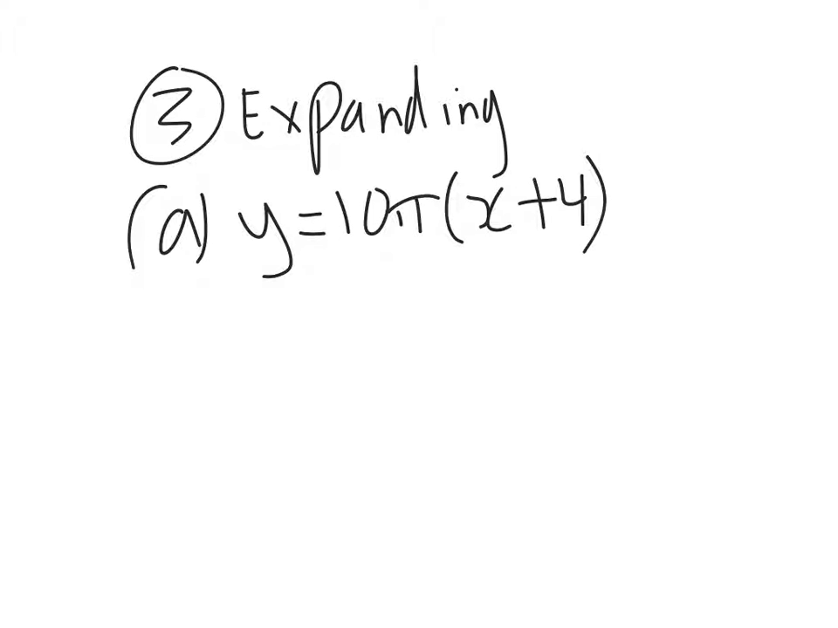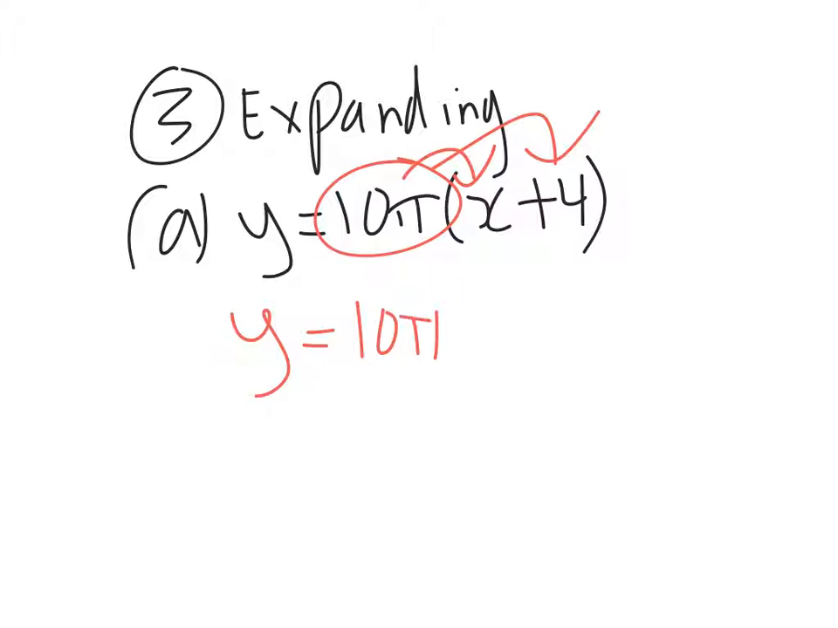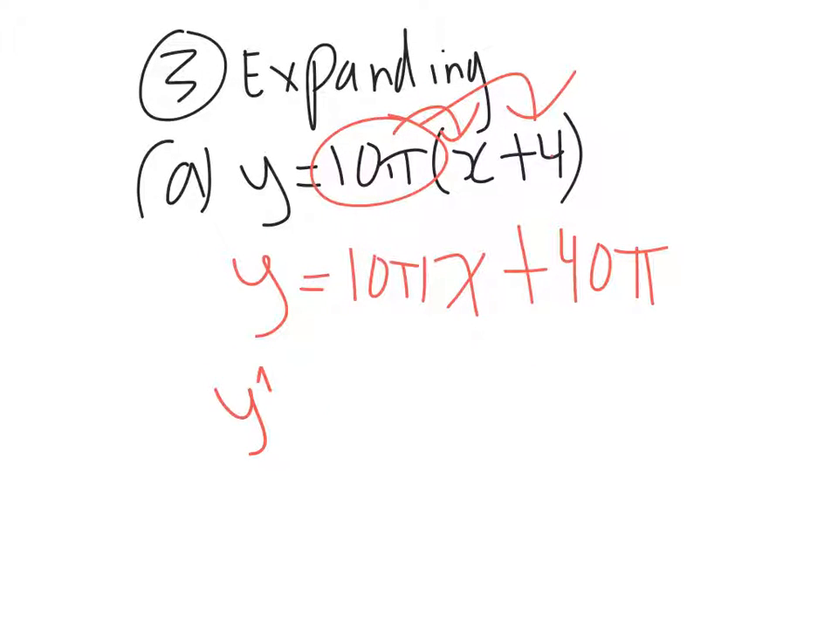Okay, now we need to be doing some expanding. So this says 10 pi multiplied by x plus 4. So we can multiply that through, expanding through brackets. So it's going to be 10 pi x plus 4 times 10 is 40 pi. So expand first, then differentiate. Well, that is just a constant. That's just 40 times a number, and the derivative of any number is 0. The derivative of a constant is 0.